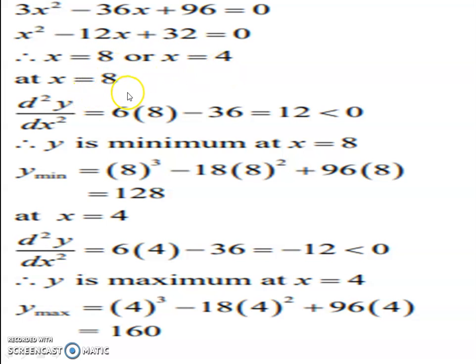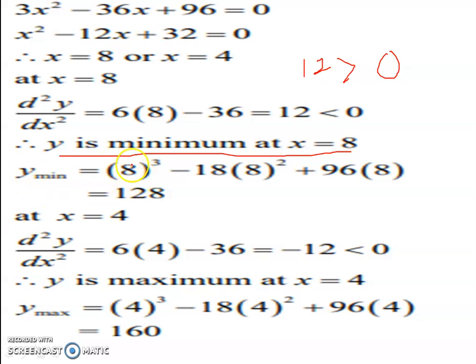We have to put x equal to 8 in the second order derivative, that is 6x minus 36. 6 into 8 minus 36. 6 eights are 48. 48 minus 36, 12. So is 12 less than 0 or greater than 0? Yes, it is obviously greater than 0. So we have y is minimum at x equal to 8.